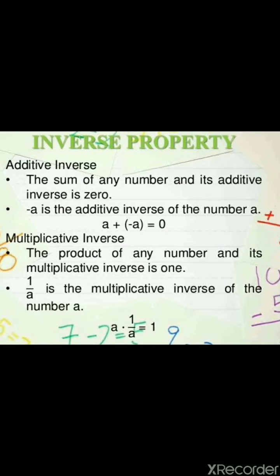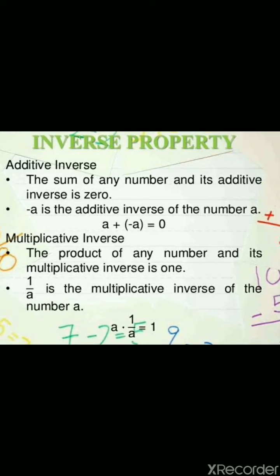Inverse property, additive inverse. The sum of any number and its additive inverse is 0. Minus a is the additive inverse of the number a. So, a plus minus a is equal to 0. If we take an example 2, then its additive inverse is minus 2. When we add these, then we get 0.